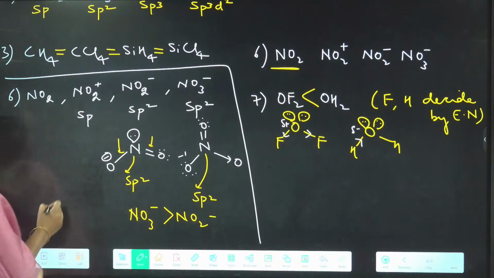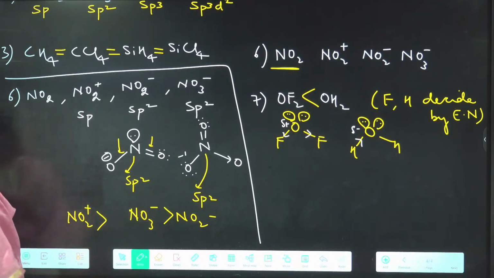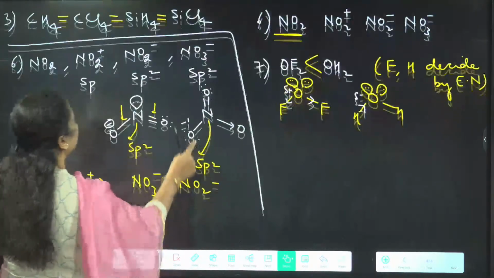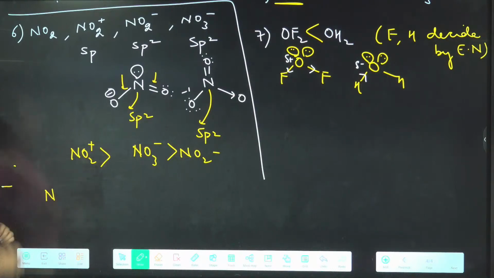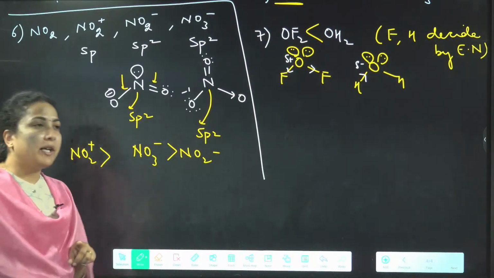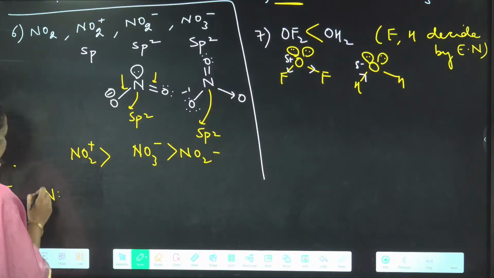And here, NO2 plus is going to be at the maximum, right? Now we need to see where NO2 is going to lie. In the case of NO2, basically it is an odd electron species, right? Now around nitrogen, there are how many electrons? 5. So what we do is write it like this: double bonded O, double bonded O.